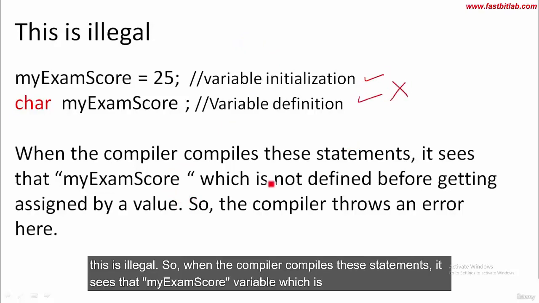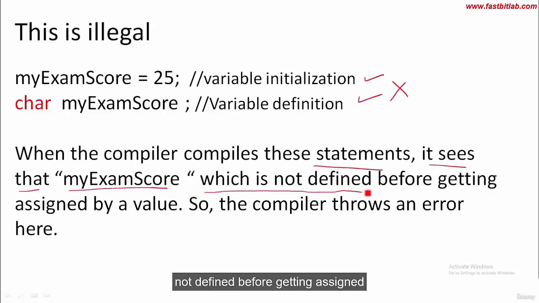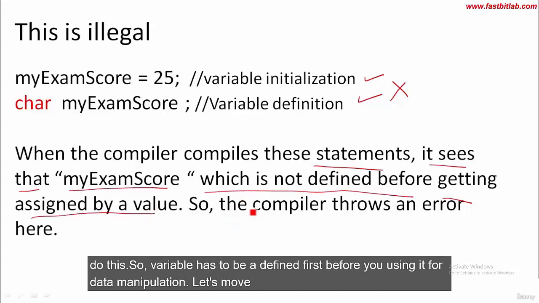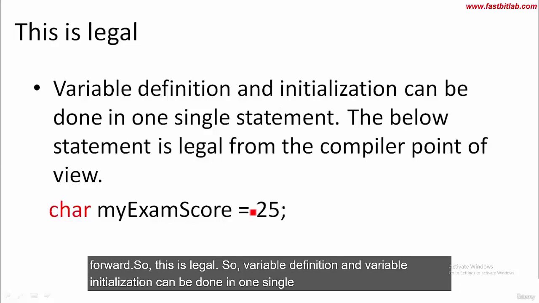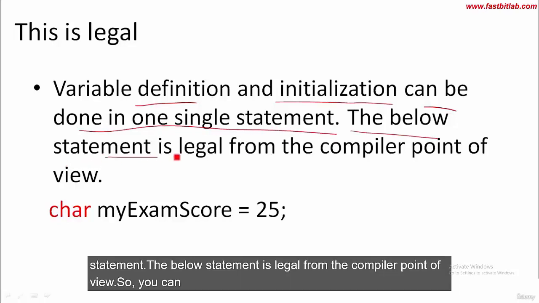So this is illegal. When the compiler compiles these statements, it sees that my exam score variable, which is not defined before, is getting assigned a value. So the compiler throws an error here. You can't do this. A variable has to be defined first before you use it for data manipulation. Let's move forward. So this is legal. Variable definition and variable initialization can be done in one single statement. The below statement is legal from the compiler point of view. So you can do this.